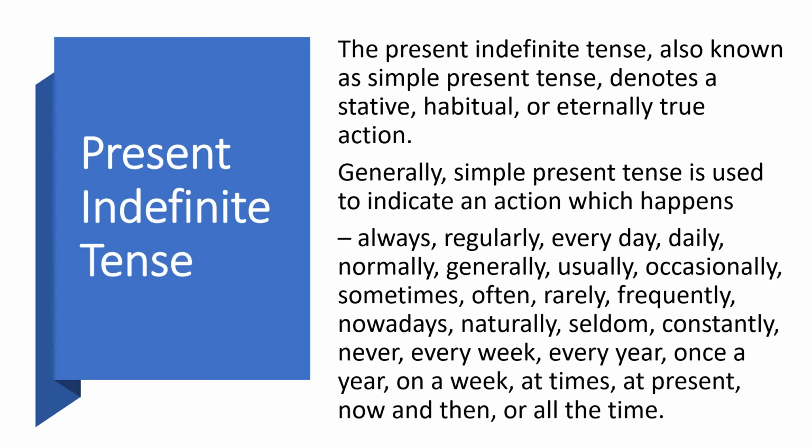Present indefinite tense. The present indefinite tense, also known as present simple tense, denotes a stative, habitual, or eternally true action. Generally, the simple present tense is used to indicate an action which happens always, regularly, every day, daily, normally, generally, usually, occasionally, sometimes, often, rarely, frequently, nowadays, naturally, seldom, constantly, never, every week, every year, once a year, once a week, at times, at present, now and then, or all the time.